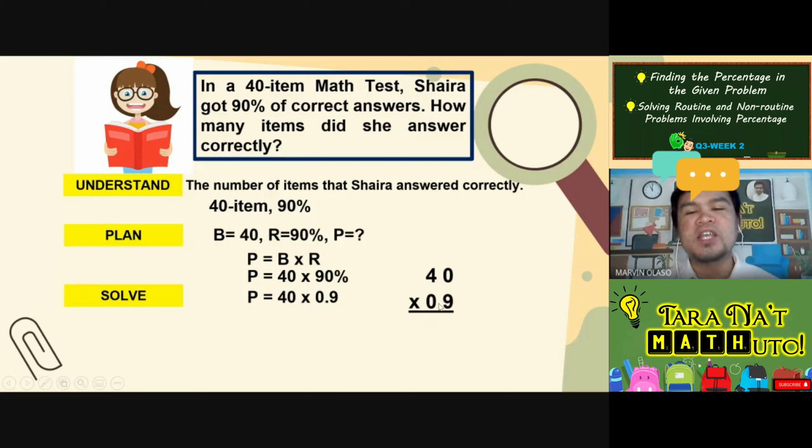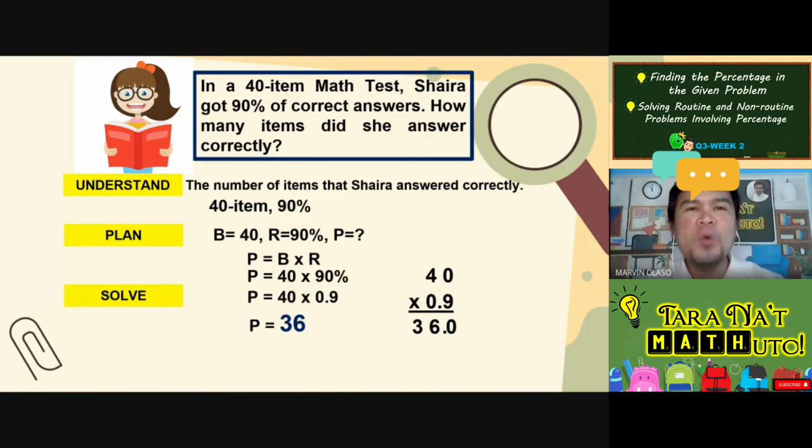Again, let's just ignore the decimal point first. What is 40 times 9? It's 360. Then, let us now put the decimal point. Same with the multiplier, we have one decimal place starting from the right going to the left. So we have the decimal point between 6 and 0. So our answer is 36, which means the percentage, or the answer to the problem, is 36.